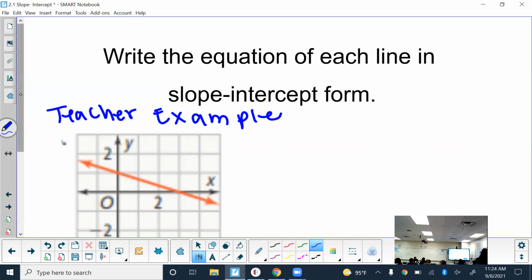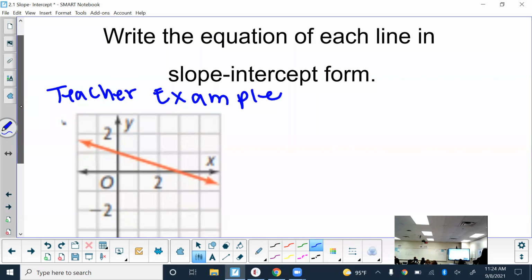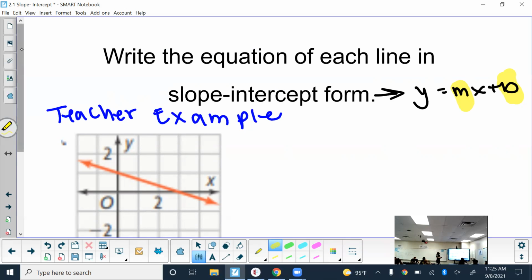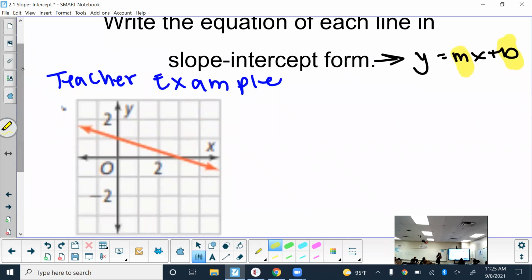All right, so write the equation of each line in slope-intercept form. What is slope-intercept form again? Y equals mx plus b. So again, what two things do I need to identify? The m and the b. With the graph, I think it's a little easier, but let's go through it. Probably the b, the y-intercept, is easier to see, so we'll start with that one.